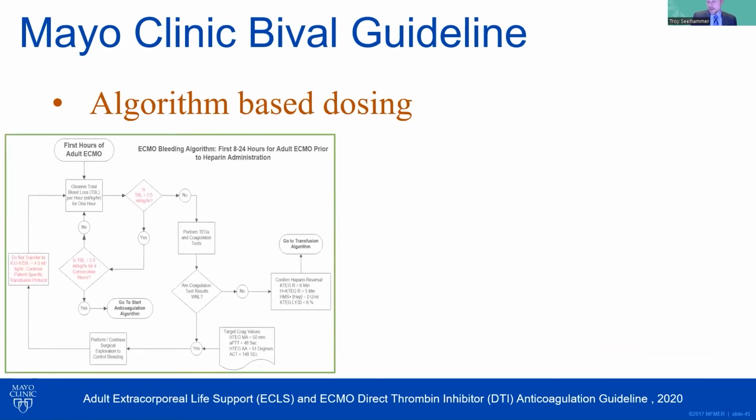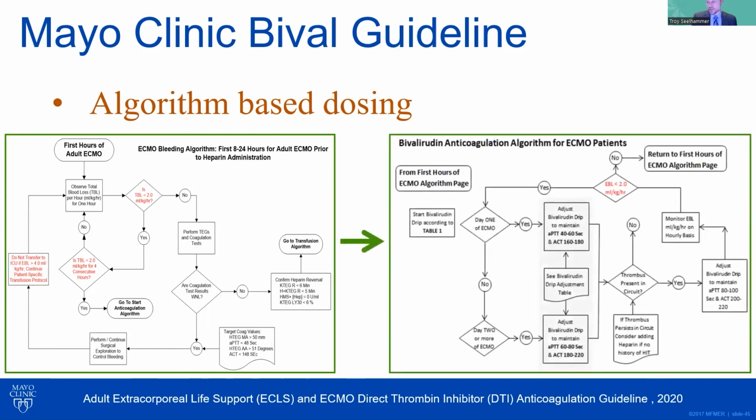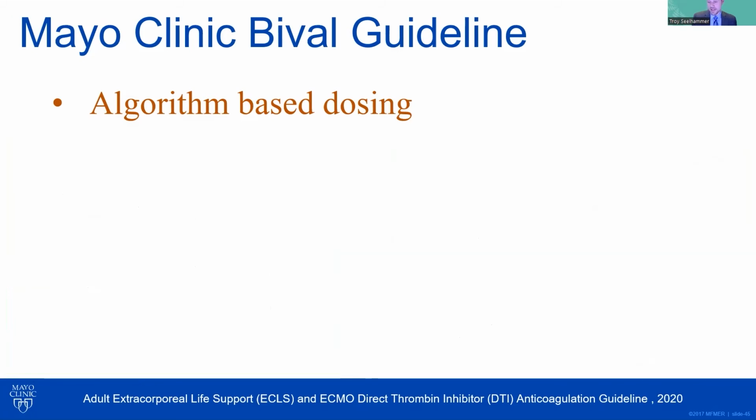I think it's important to have an algorithm. This isn't unique to bivalirudin. This is also true with unfractionated heparin. This is just an example of our algorithm. I'm not going to walk you through this. Each center that employs systemic anticoagulation for mechanical circulatory support patients should rely on some sort of scheme to outline its safe administration. This is just an example of ours.